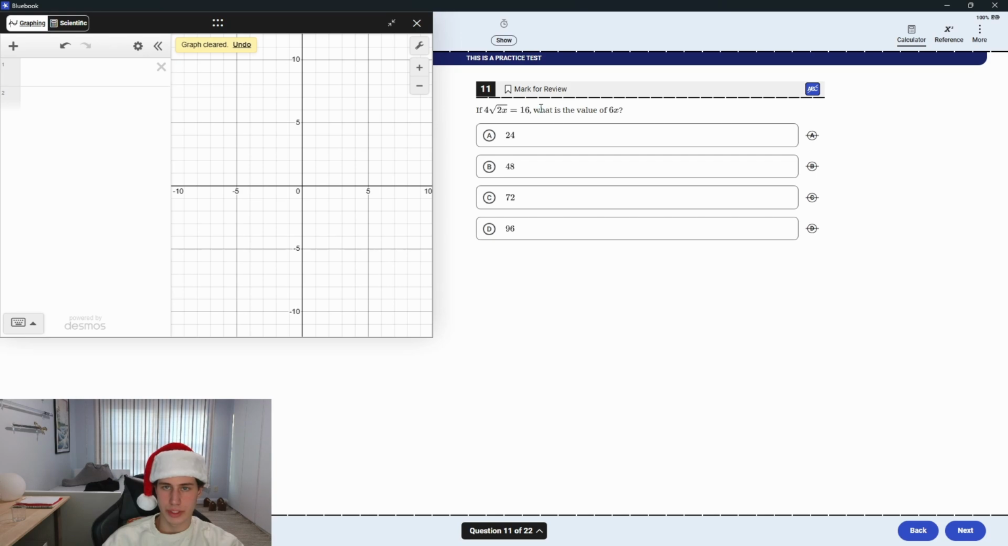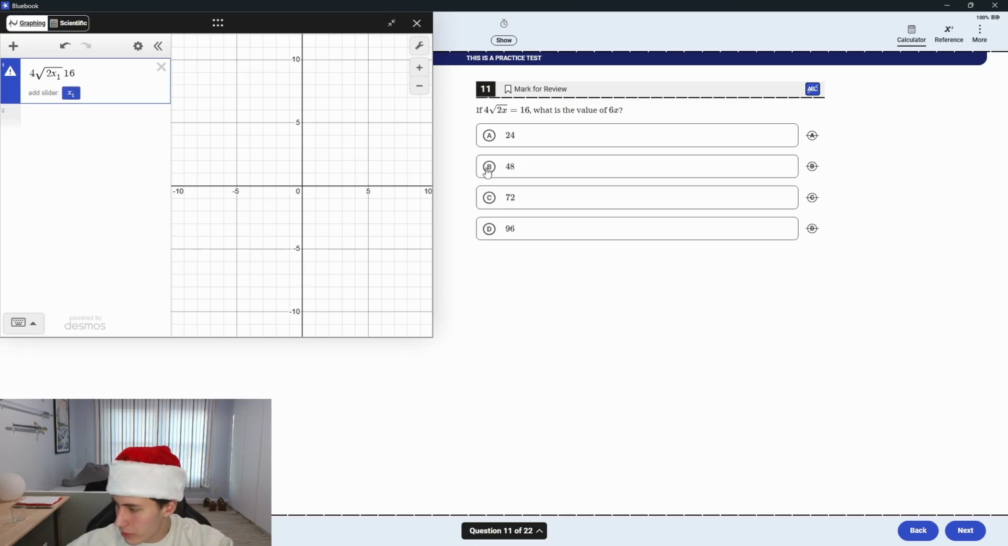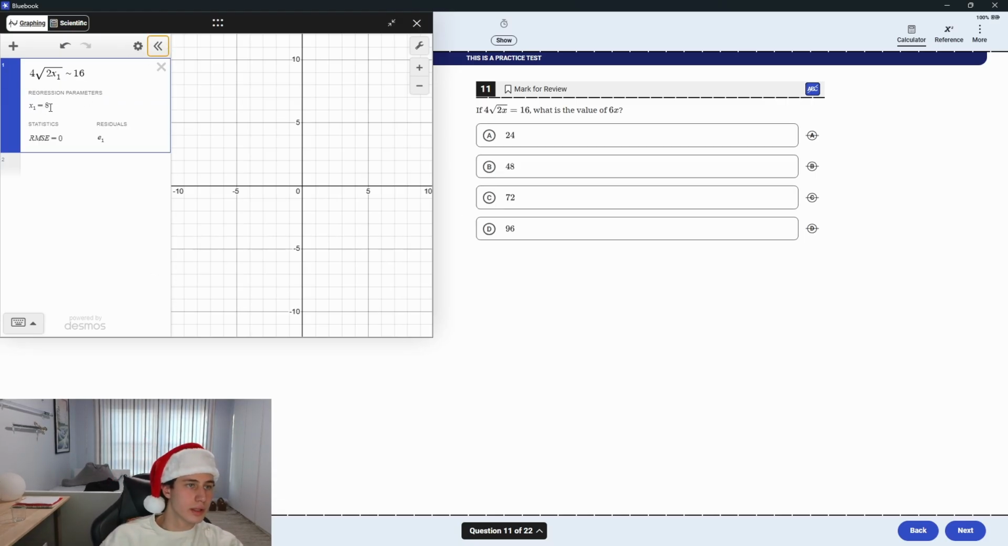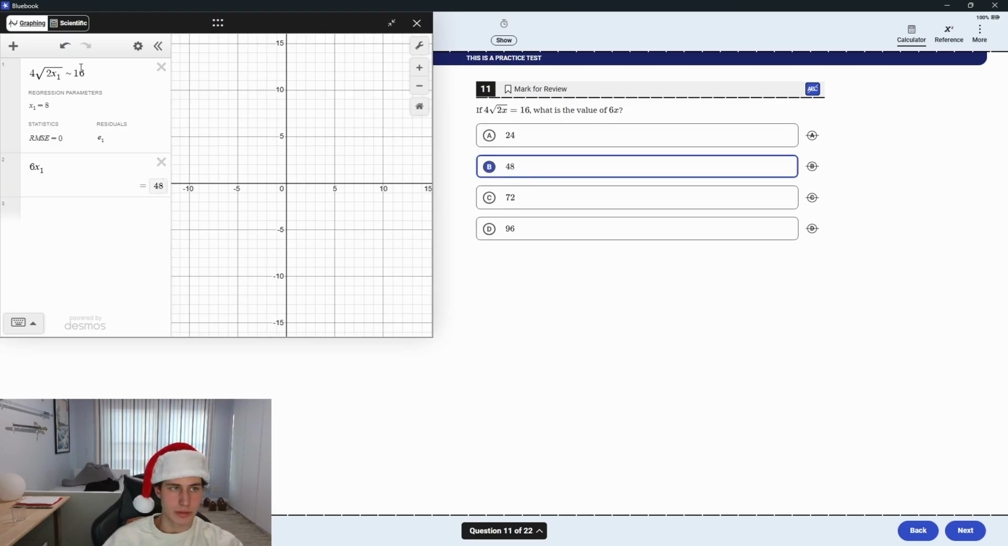If that equals 16, what is the value of 6x? So let's find out what x actually equals. Oh, there we go. Let's do regression for this. And x equals 8. Okay, so what is 6 times x? 48, and that's our answer.